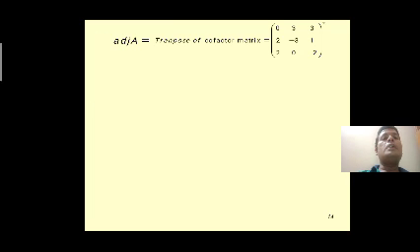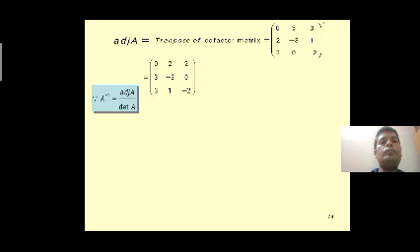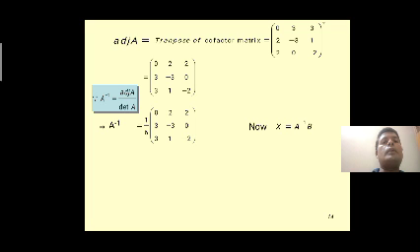Now write the adjoint of A. How can we write the adjoint of A? It is the transpose of the cofactor matrix. We get 0 2 2, 3 minus 3 0, 3 1 minus 2. The formula is A inverse equal to adjoint A divided by determinant of A. We already know the determinant is 6, not equal to 0, so A inverse equals 1 by 6 times the adjoint matrix 0 2 2, 3 minus 3 0, 3 1 minus 2.